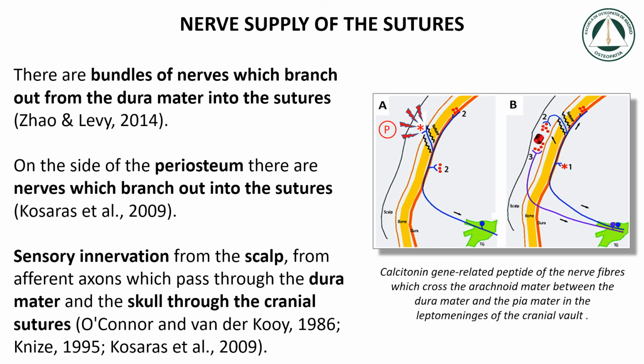There are bundles of nerves which branch out from the dura mater into the sutures. On the side of the periosteum, there are nerves which branch out into the sutures. Sensory innervation from the scalp, from afferent axons which pass through the dura mater, and the skull through the cranial sutures. The picture on the right shows calcitonin gene-related peptide of the nerve fibers, which cross the arachnoid mater, between the dura mater and the pia mater, in the leptomeninges of the cranial vault. This picture can explain to us that a compression of the suture can irritate these intrasutural nerve fibers, and cause suture pain.